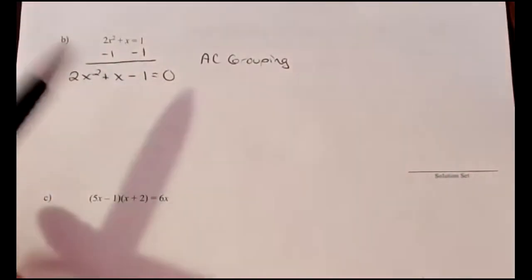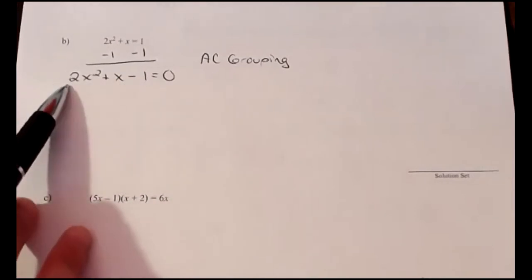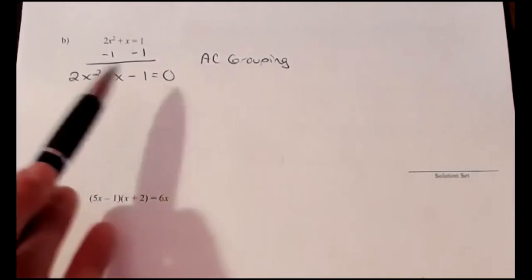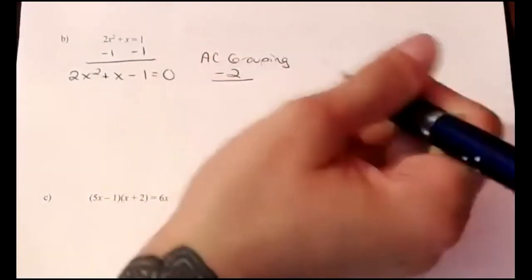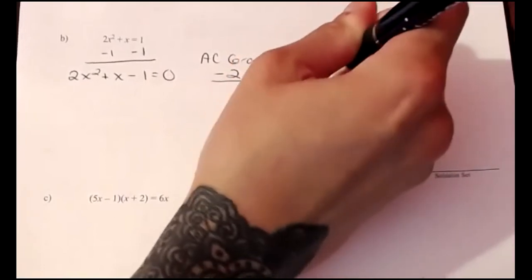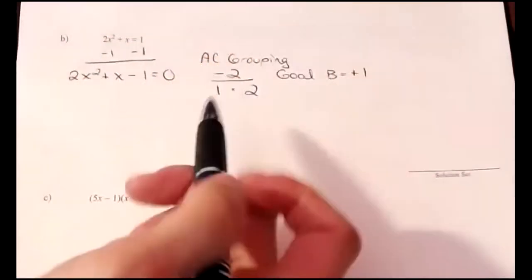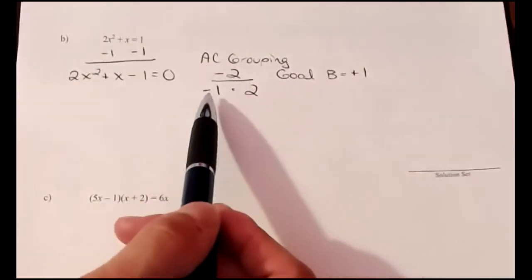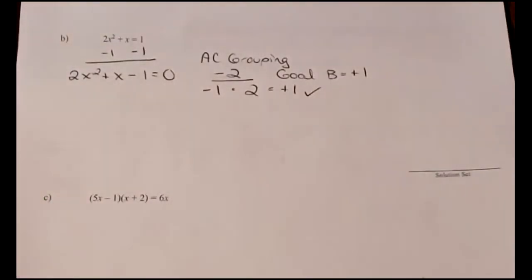AC grouping is going to be great because it's a trinomial and your leading coefficient's bigger than 1. That's the hint here. So we go through the process. 2 times a -1, right? A times C. 2 times a -1 is a -2. I need factors that combine to give me a +1. So our only factors are 1 times 2. Obviously, my smaller number is going to be negative. -1 times 2 is a -2. -1 plus 2, well, that's a +1. So we found our 2 factors.